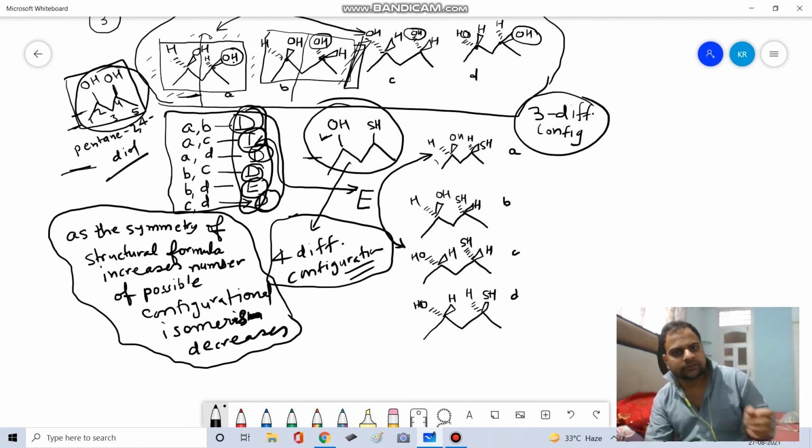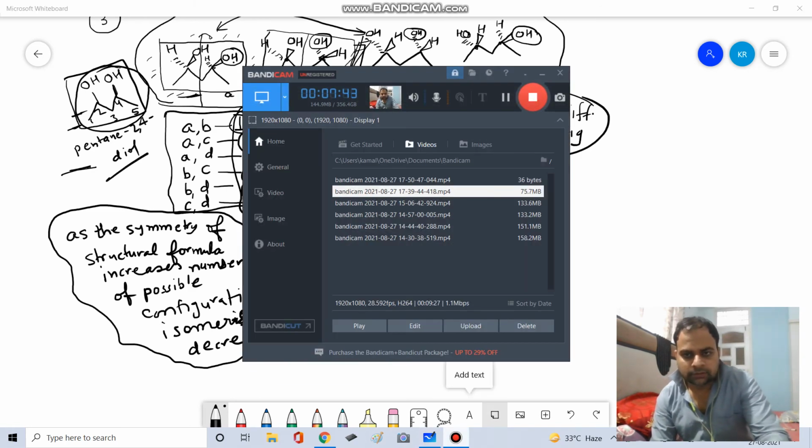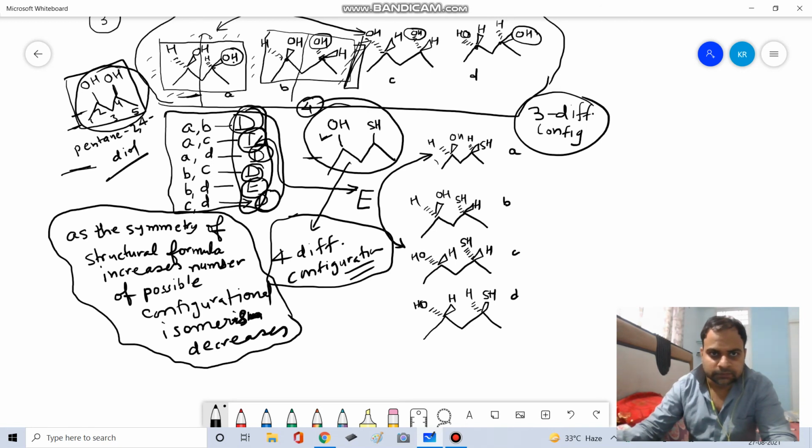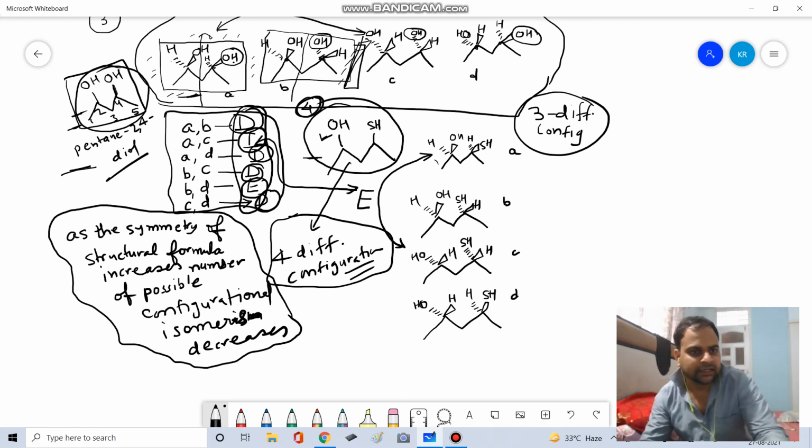Similarly, one related statement is: as the symmetry of the molecular formula increases, the number of structural isomers decreases. That we will do when we do structural isomers. Okay, so that was the third example, and this was the fourth example. Examples 3 and 4 are inherently related due to this important statement.